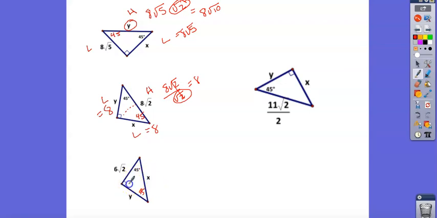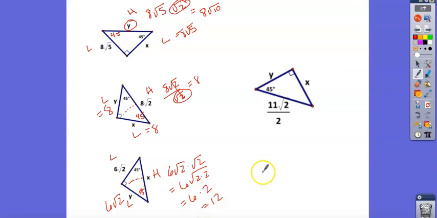Okay, my hypotenuse is right here. So therefore, this is a leg and this is a leg. 45, 45, so this is 6 root 2. This is 6 root 2. My hypotenuse, if I'm going from the leg to the hypotenuse, I'm going to multiply 6 root 2 times root 2. Look, I have 2 inside, so it pops out. 6 times 2 is equal to 12.